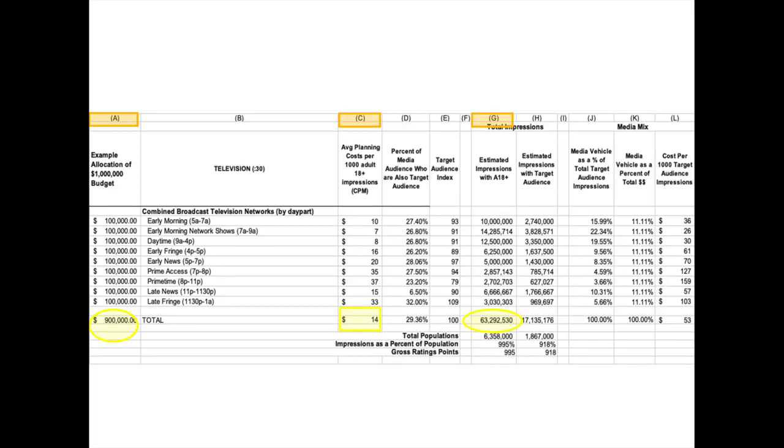Note your budget totals in column A, CPMs in column C, and the respective A18+ impressions in column G. Also note that the budget and impressions can be aggregated across all media vehicles, giving you bottom line totals for your media plan. An average A18+ CPM of $14 is derived from these totals.